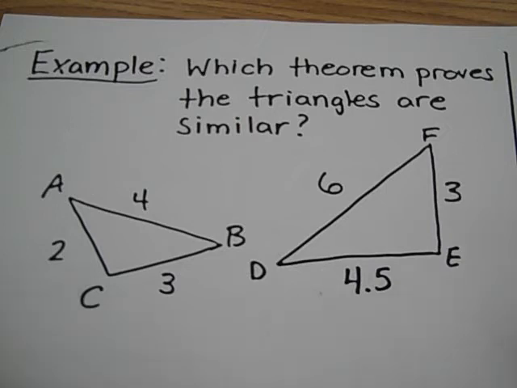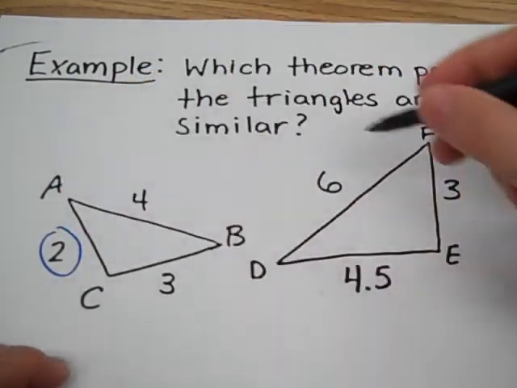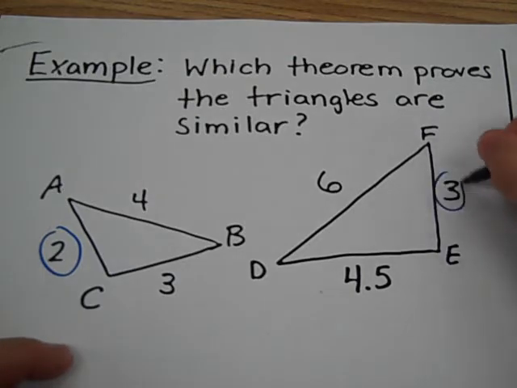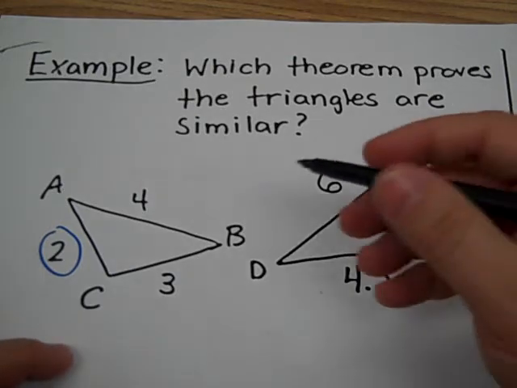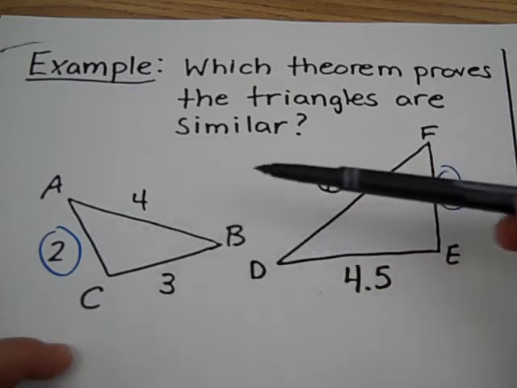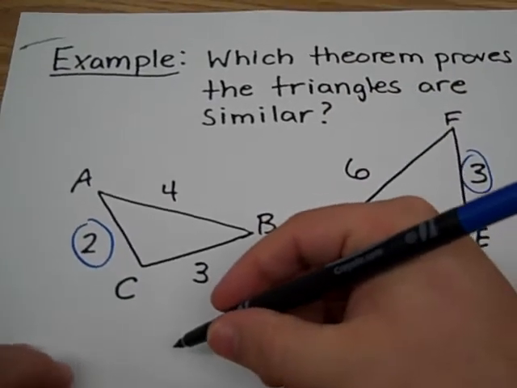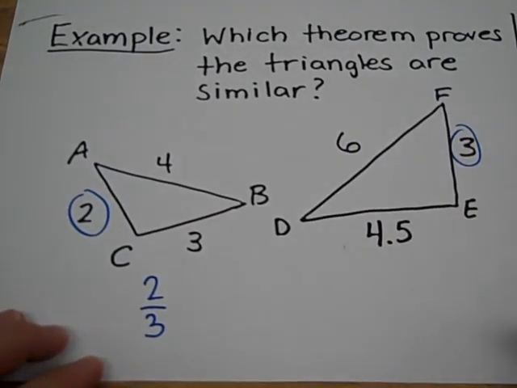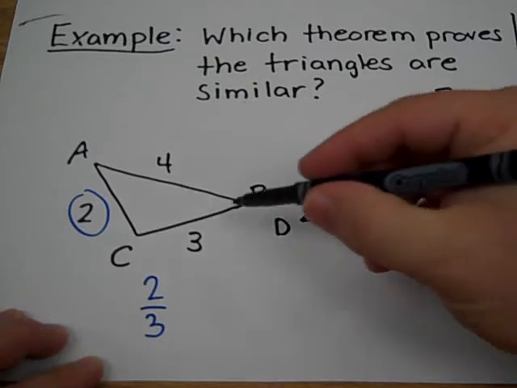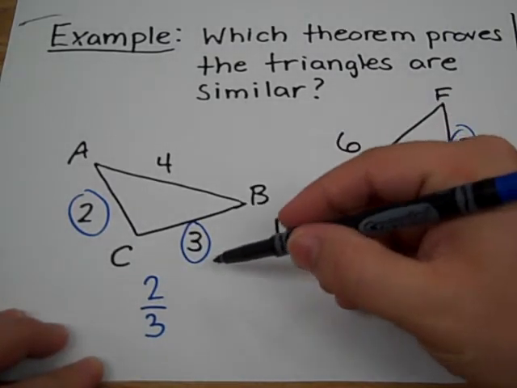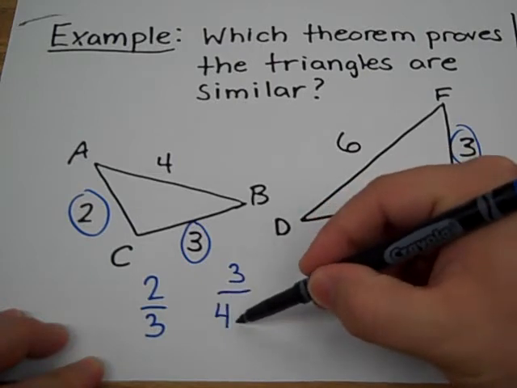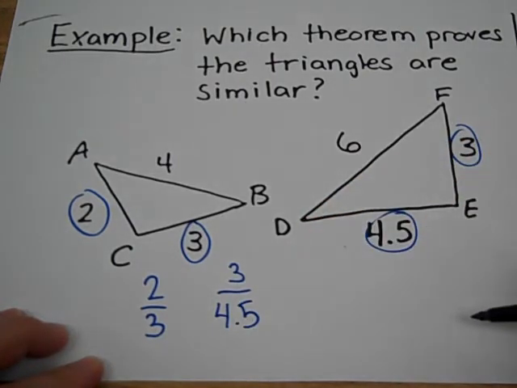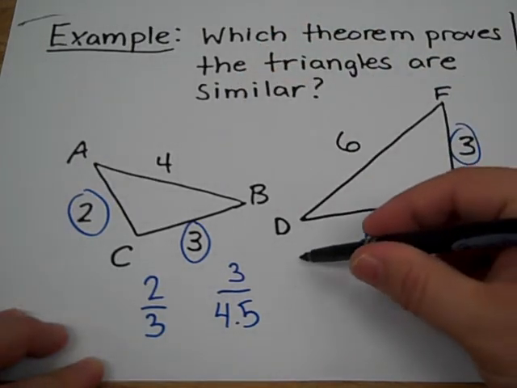So I'm going to write the ratios of the corresponding side lengths and see if they all create the same fraction. So my smallest side in that triangle should correspond to the smaller side in this triangle. So I'll write a ratio from the triangle on the left to the triangle on the right. That's 2 over 3. Now my second biggest side over here is 3, and over here is 4.5. So I can write that fraction. And last but not least, 4 over 6.